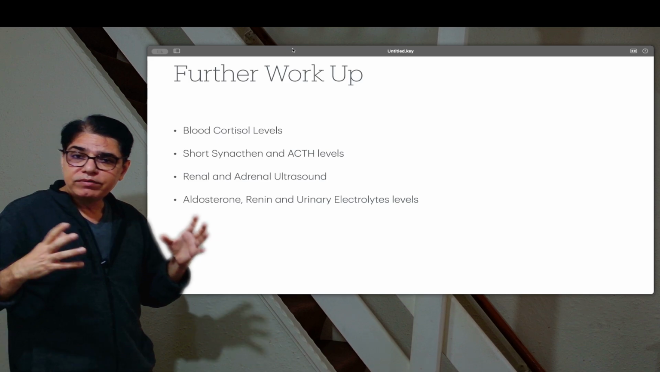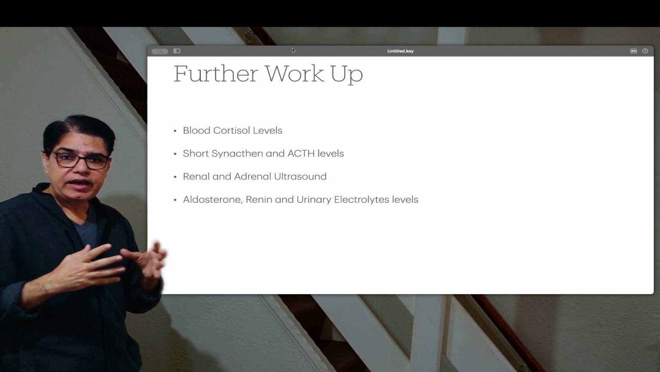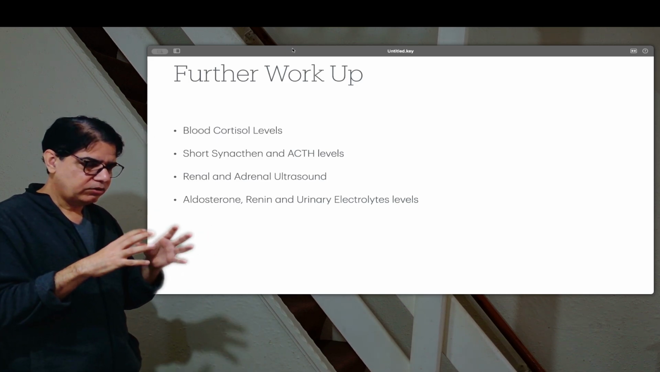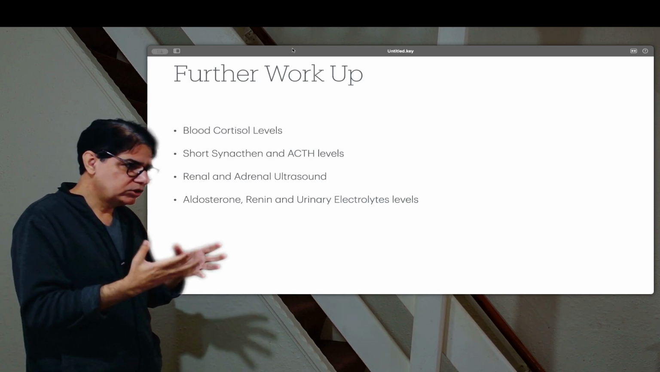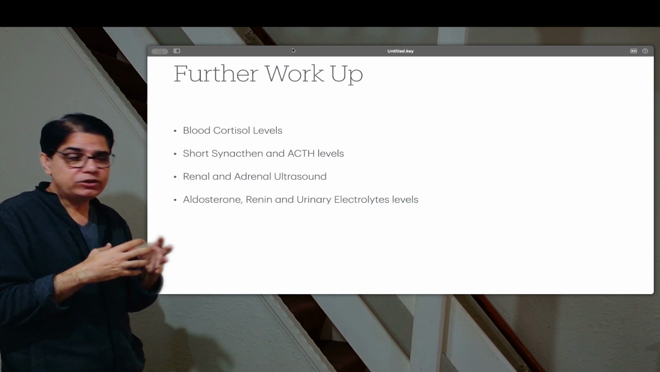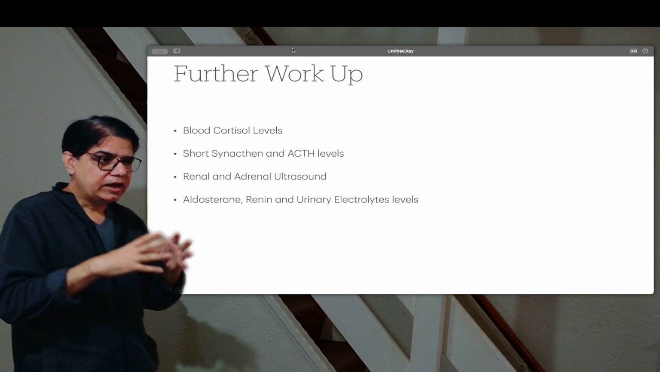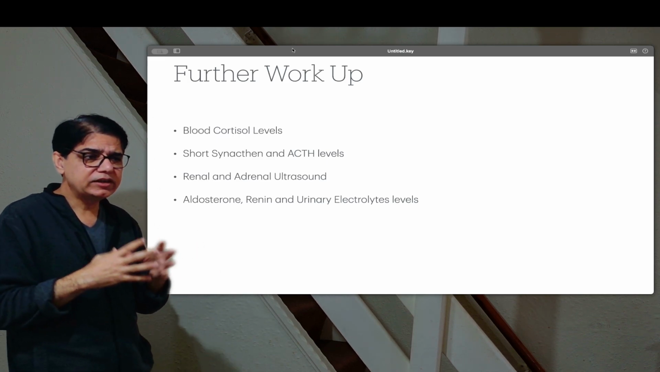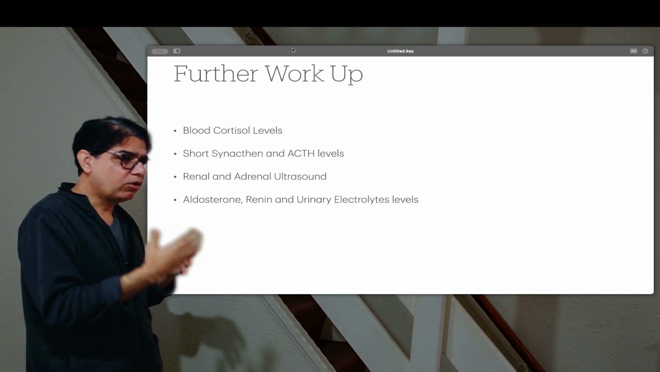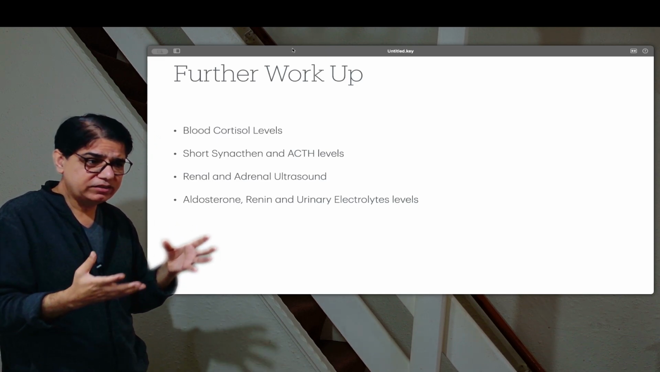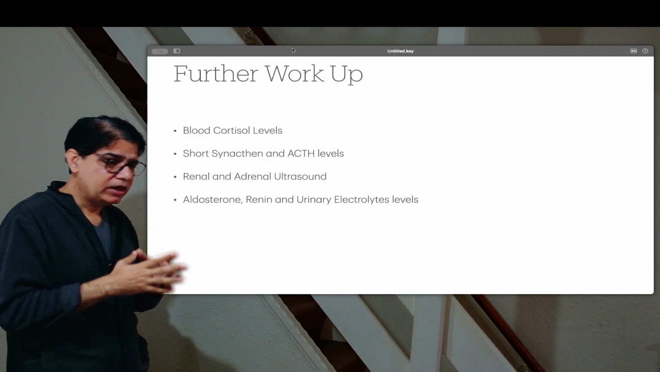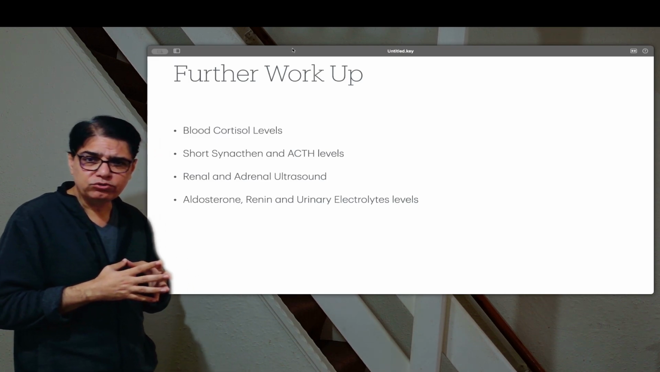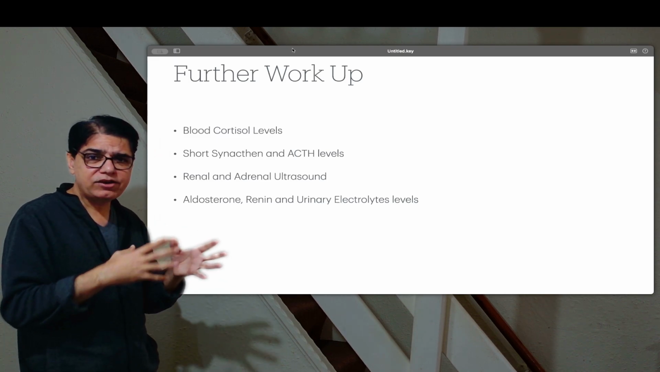The third important investigation that you need to do is renal and adrenal ultrasound. Adrenal ultrasound will give you an idea of the morphology of the adrenal gland, whether they are fibrous or being destroyed by a disease process. Renal ultrasound will give you an idea of the renal anatomy, because certain cases of obstructive uropathy like nephrolithiasis or urolithiasis can be associated with type 4 renal tubular acidosis. So it's important to do a renal and adrenal ultrasound as well.